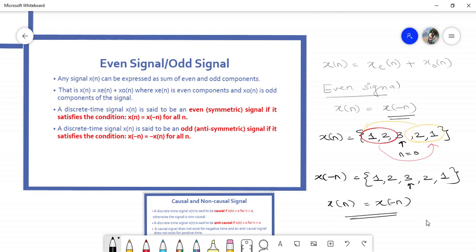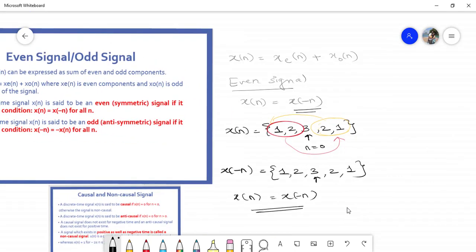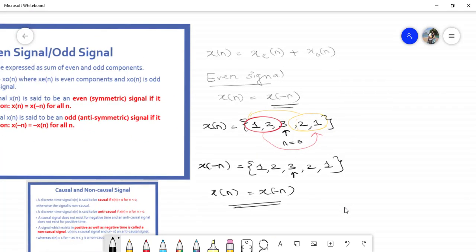But what is the condition to identify whether a signal is an odd signal? The condition is that x[-n] should be equal to minus of x[n]. So to identify whether a signal is an odd signal, my condition according to the definition is that x[-n] should be equal to minus of x[n].